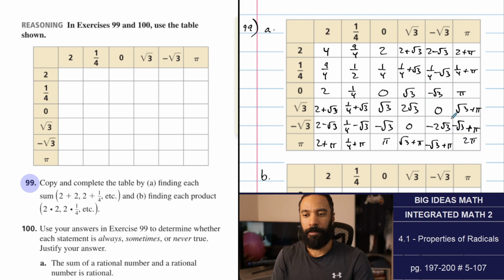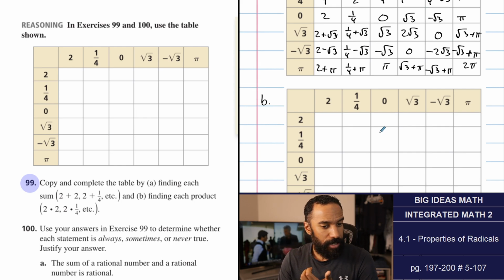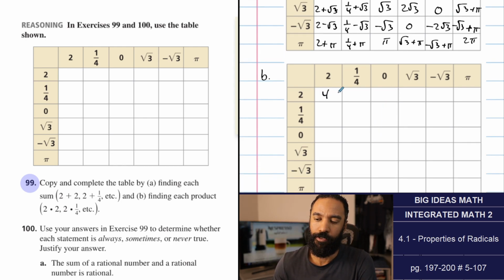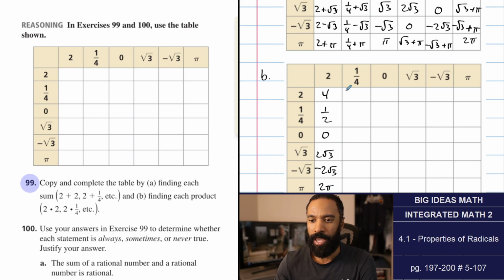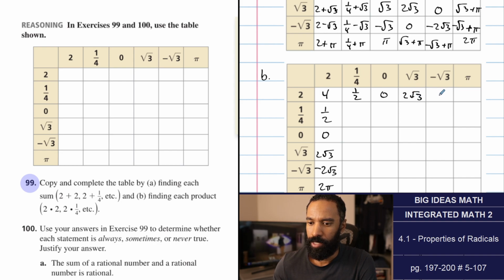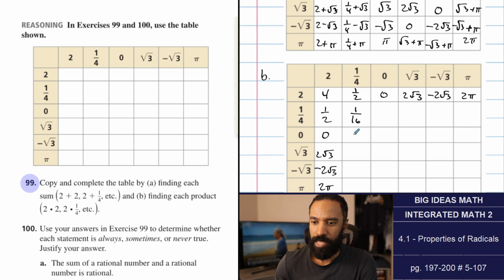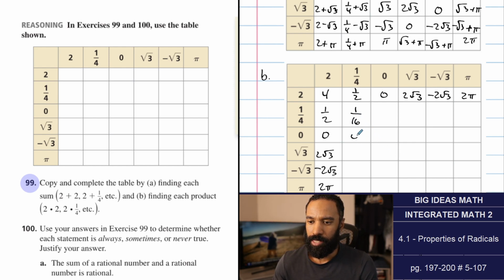Okay, that's the addition. Let's do the multiplication they want. Find each product. So 2 times 2 is 4. 2 times 1 fourth is 1 half. 2 times 0 is 0. We got 2 root 3, negative 2 root 3, and 2 pi. This is probably going to be faster for me. I just have to write that over here: 1 half, 0, 2 root 3, negative 2 root 3, and 2 pi. 1 fourth times 1 fourth is 1/16, then times 0 is 0, and we get 1 fourth root 3. I wonder if I should write root 3 over 4. So 1/16, 0, root 3 over 4, negative root 3 over 4, and pi over 4.